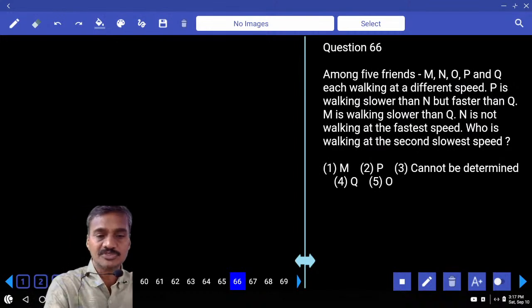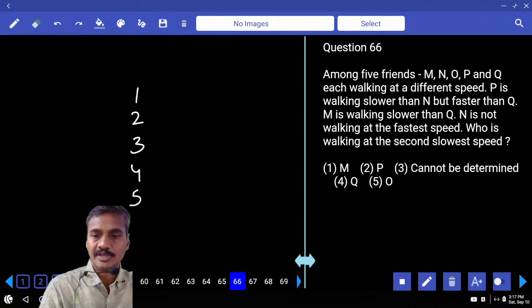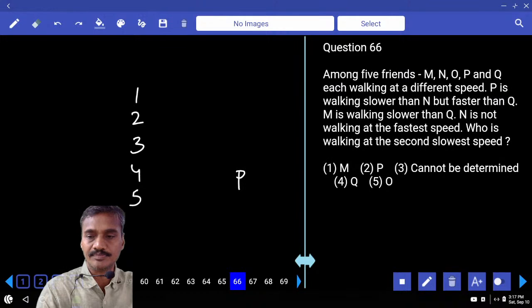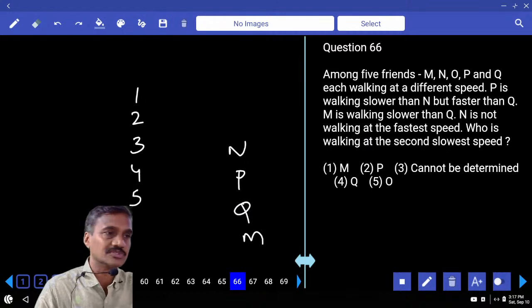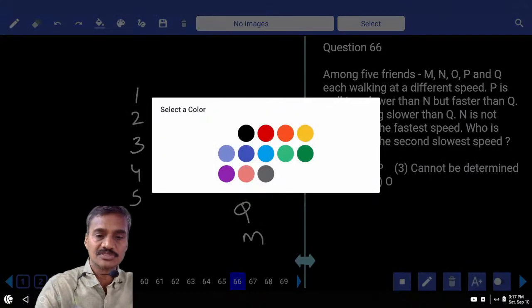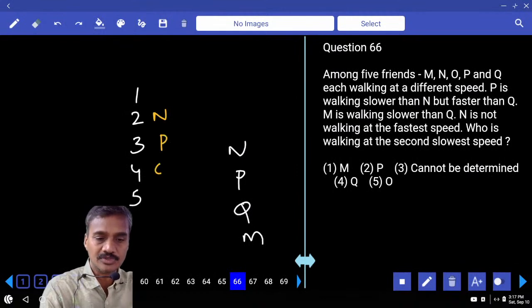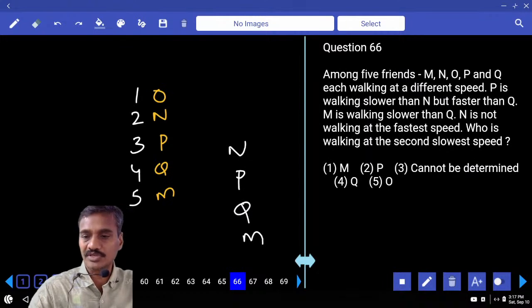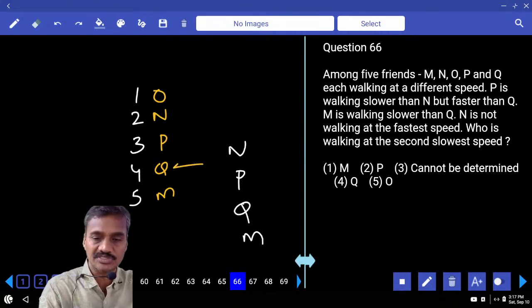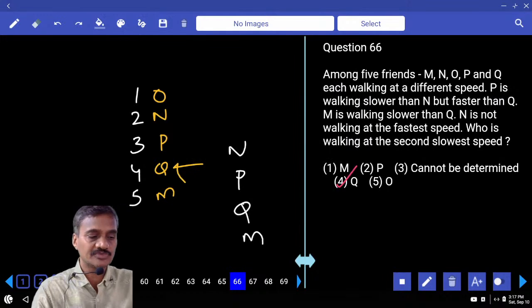Now if 5 persons are walking at different speeds, and P is walking slower than but faster than, and M is walking slower than, and N is not walking at the fastest, hence N cannot be at the first place. N is here, P, Q, M, and O is the fastest. Now who is walking at the fastest means lowest. That is the choice for question number 6.